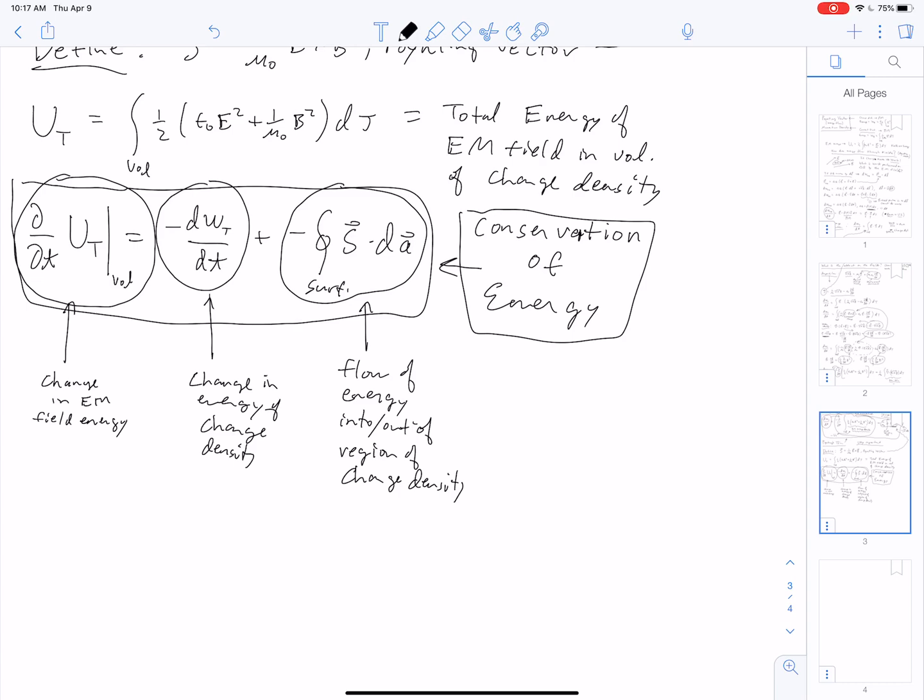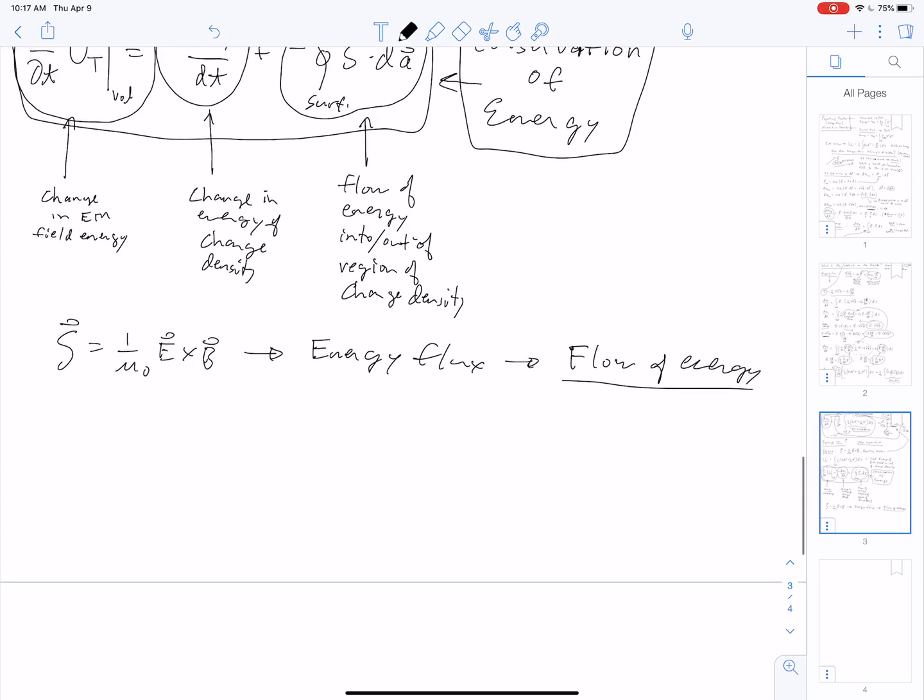And so we think of S, the Poynting vector, which is 1 over mu naught E cross B, as the flow of energy. You think of it as energy flux. It represents the flow of energy. And so let me think, maybe pictorially, how can we represent this pictorially?